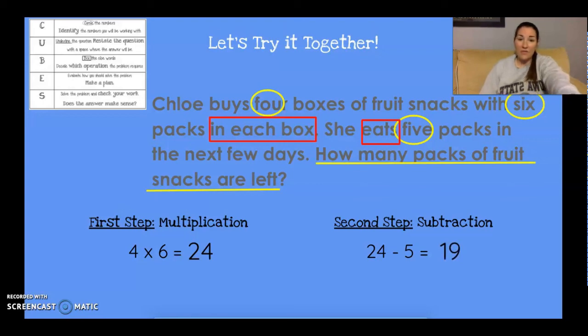So how many packs of fruit snacks does she have left? She has 19 packs left to enjoy.